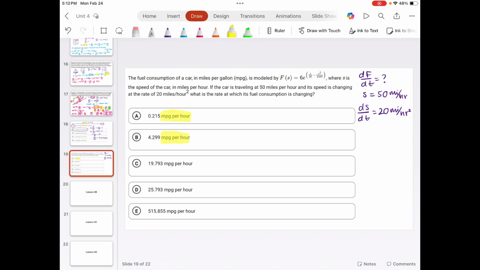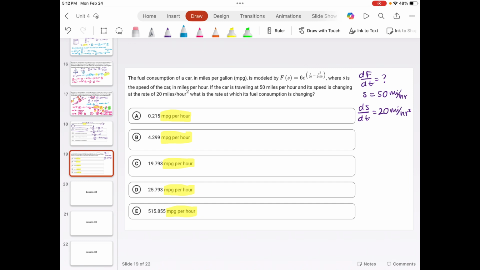So just like with the radians problem, since we're in miles per gallon per hour, it's a completely different measurement than the ones we're using in the actual problem, because in the actual problem we're doing miles per hour. We're not doing anything with gallons. So when I plug this in, I'm not going to worry about plugging in the units, because I know my final units, whatever I get, are going to be miles per gallon per hour.